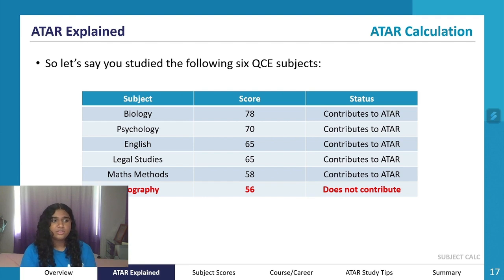Now that score in the middle of the table there is the scaled score. So after all of the stuff that QTAC has done, because they're the ones that look after scaling, these are the scores that the student has received out of 100. The top 5 are bio to maths methods, and those will all be contributing towards the student's ATAR. Geography, which was the 6th and therefore the subject that ranked the lowest, is the one that doesn't contribute.